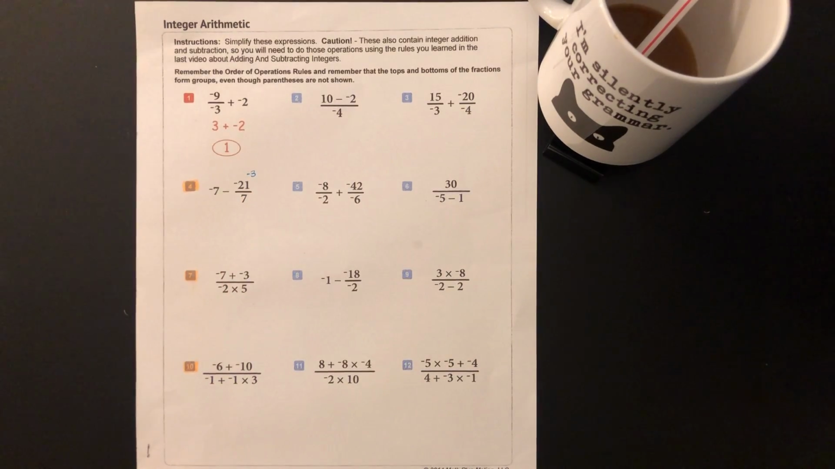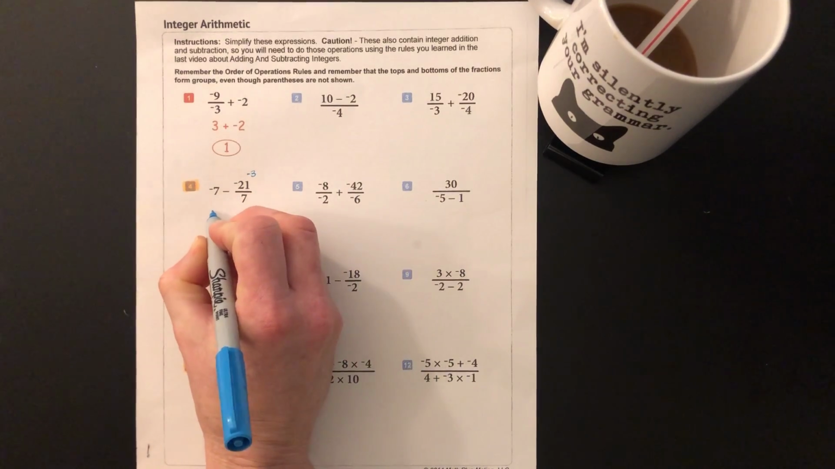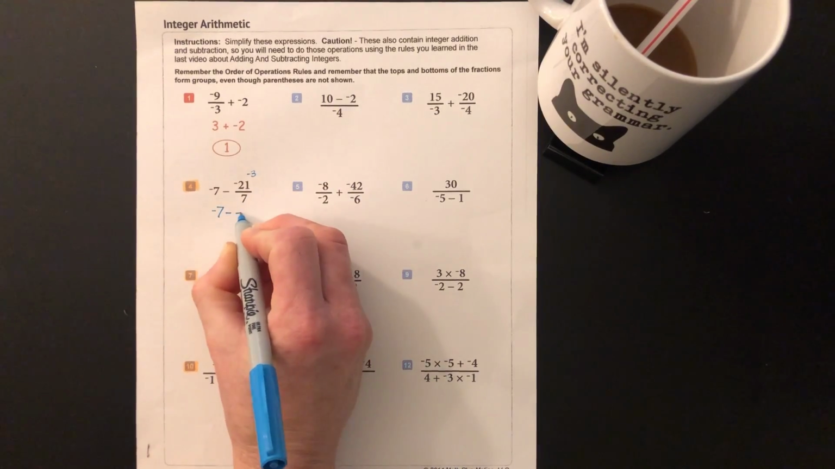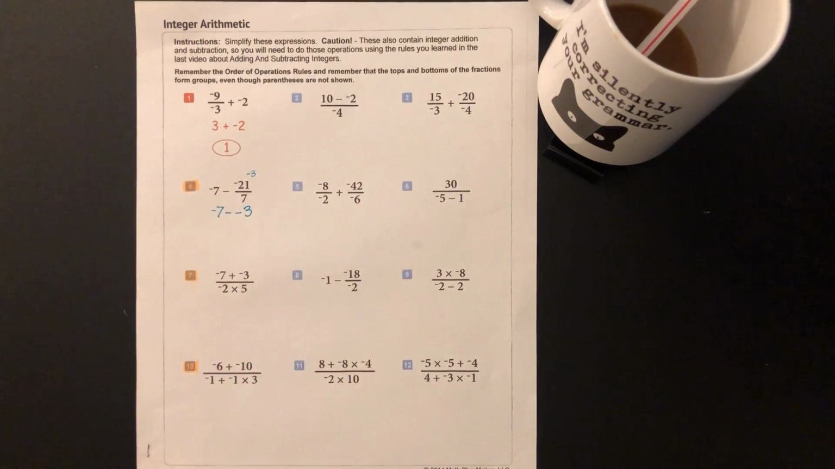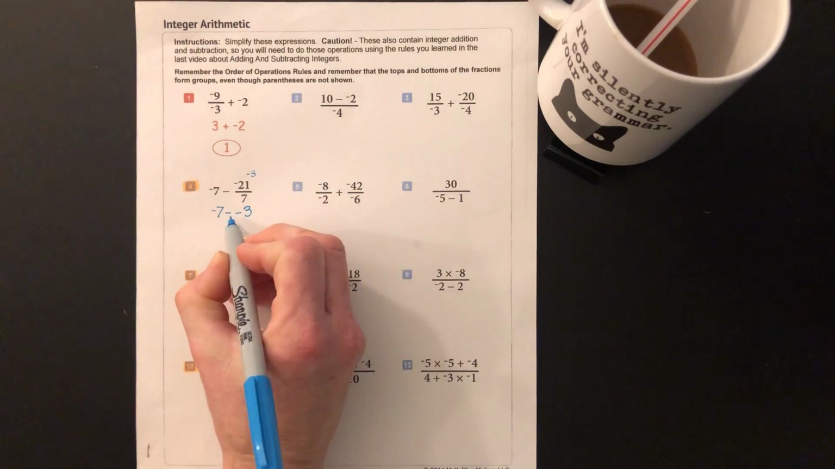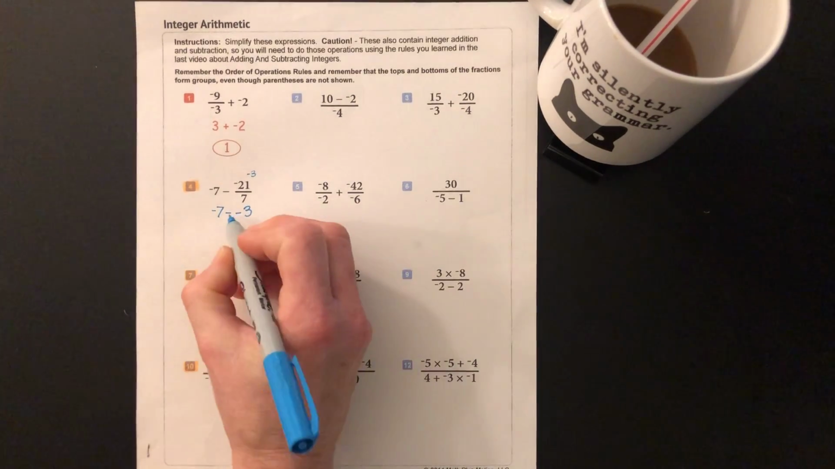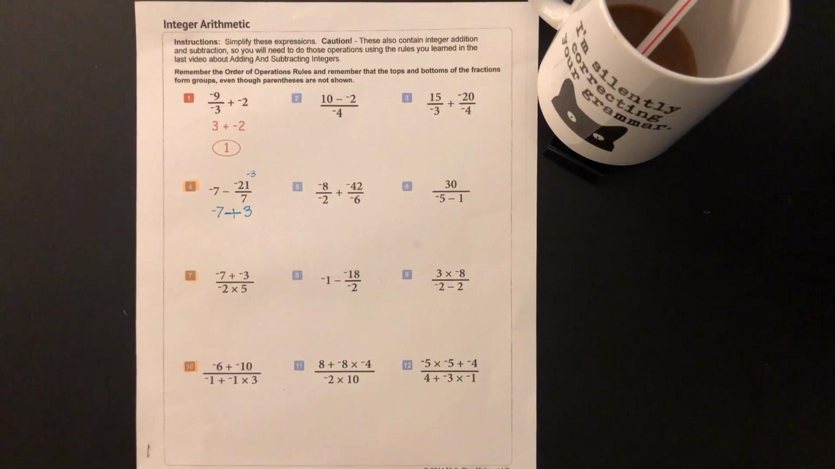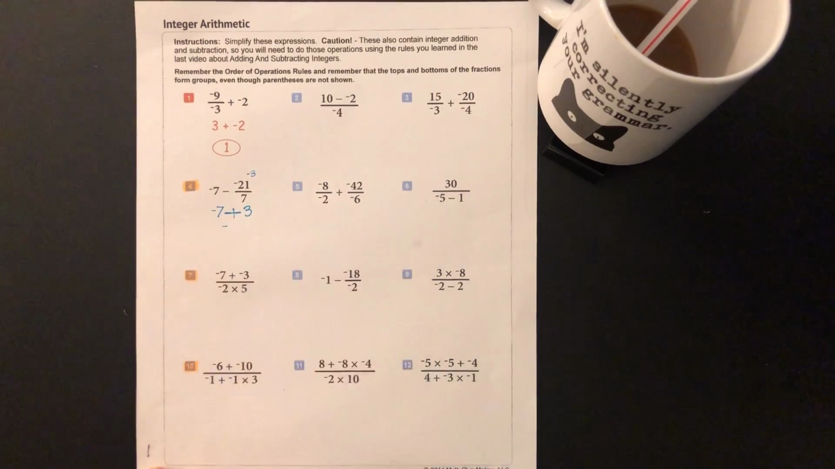So let me rewrite what I have. Negative 7 minus negative 3. And that, a double negative, gives me a positive. So I have negative 7 plus 3. And that gives me negative 4.